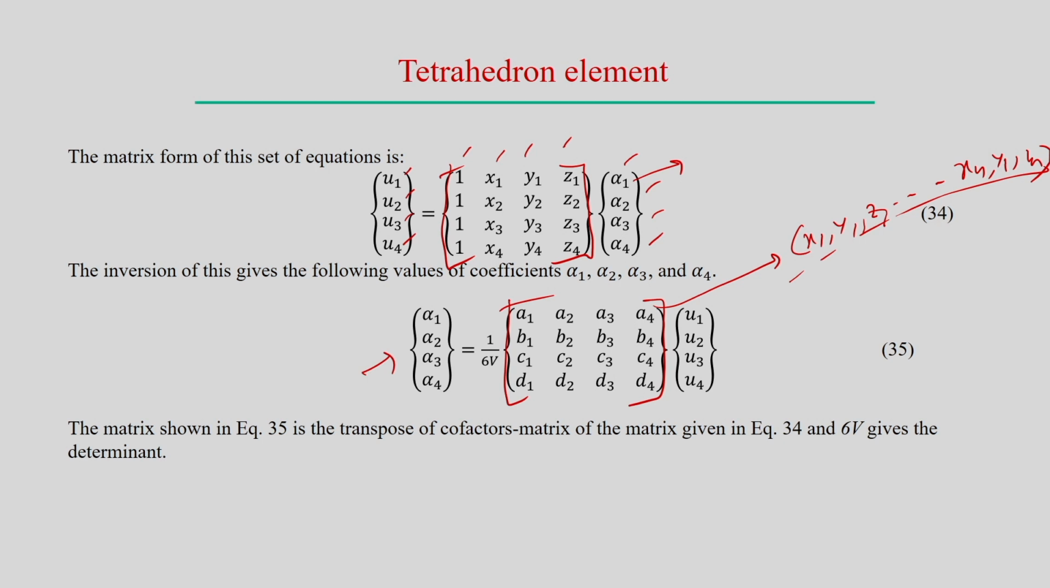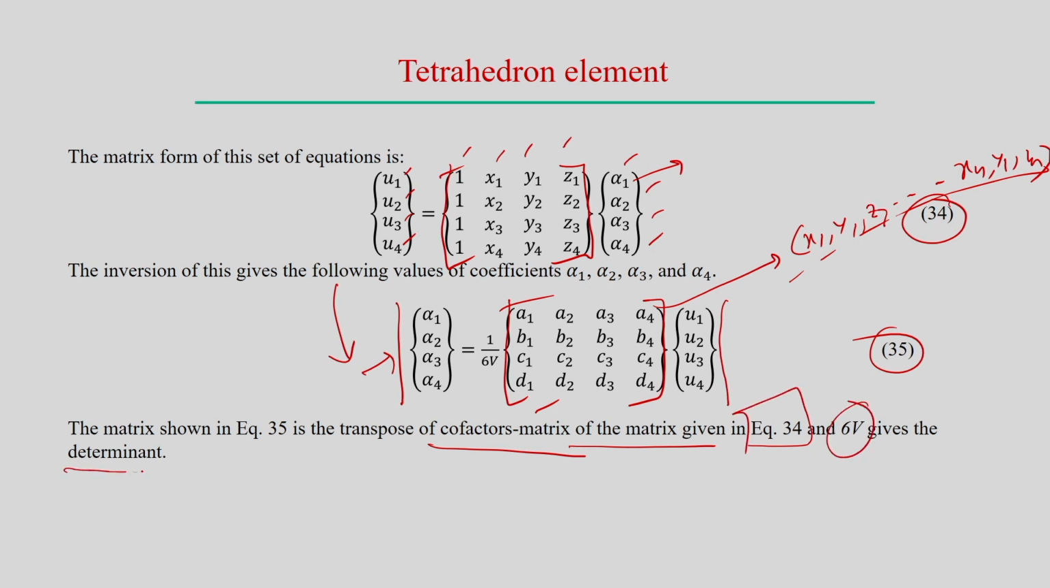Once we invert this matrix, we get this expression. So alpha 1, alpha 2 are in terms of u 1, u 2, u 3, u 4, and this is the matrix form with A1, A2 and so on. The matrix shown in the above equation 35 is the transpose of the cofactor matrix of the matrix given in equation 34. From equation 34 we can simply do the matrix operation, and 6V gives the determinant.